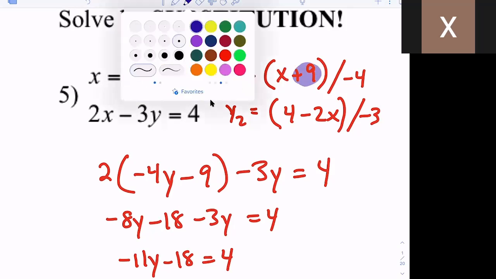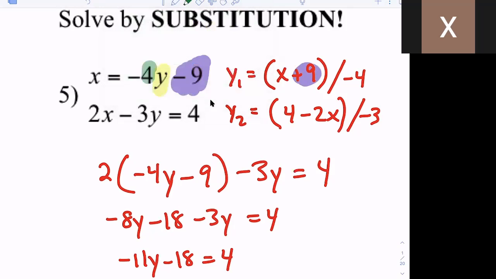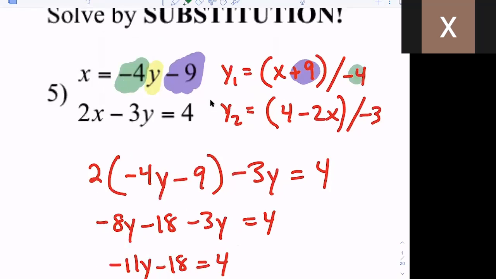Then I have to take out the rest of the garbage, which is this negative 4. How do I get rid of that? Divide by negative 4. That's the process. All right?